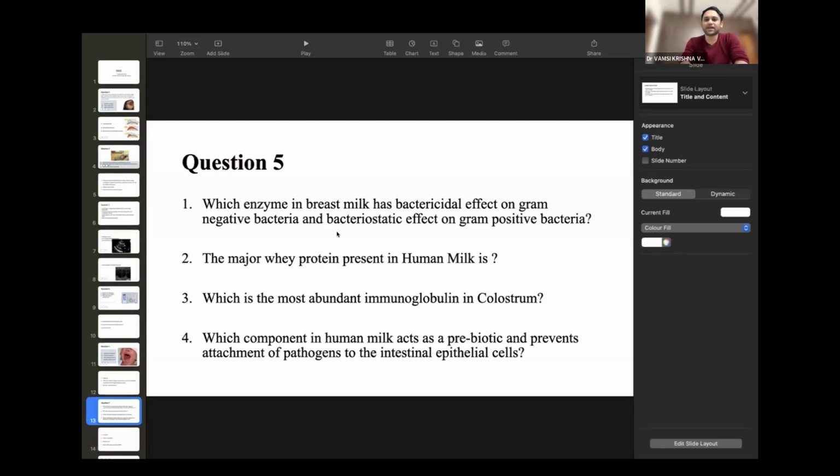So which component of the human milk acts as a prebiotic and prevents the attachment of pathogens to the intestinal epithelium? Yeah, human milk oligosaccharides. The human milk oligosaccharides are complex carbohydrates which usually consist of five carbohydrates: glucose, galactose, N-acetylglucosamine, fucose, and N-acetylneuraminic acid. This combination acts as a prebiotic for the growth of the better bacteria, Bifidobacterium infantis, and it also helps in preventing the attachment of pathogens to the intestinal epithelial cells.